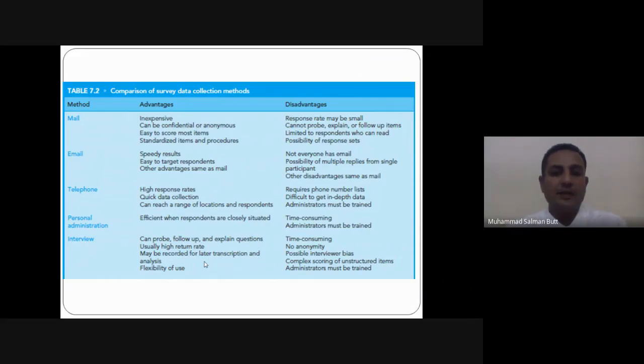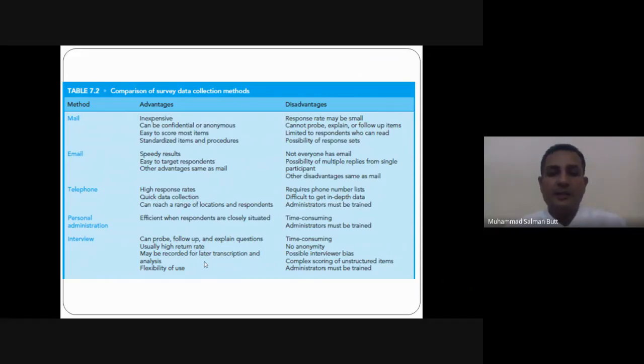But there are disadvantages: you require a phone number list, and it is difficult to get in-depth data. You have to get the phone numbers first, which is quite difficult. And it will also be difficult to get in-depth data because there might be an issue of confidence, an issue of trust, that the participants do not trust you because you are going to ask them some specific questions.